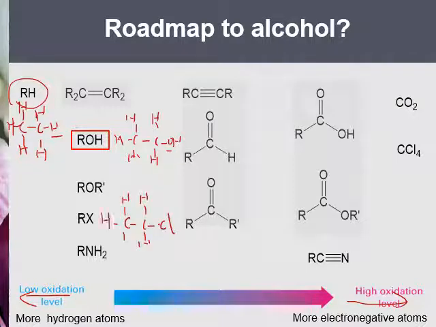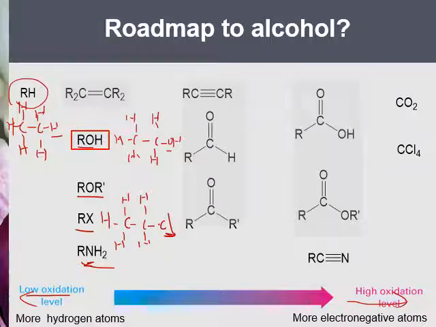Okay, and this is also oxidation because chlorine is electronegative, just like oxygen. And nitrogen, that's amine. So amines, alkyl halide, ethers, alcohols, they all have one oxidation level higher than alkane. They are in the same oxidation level.